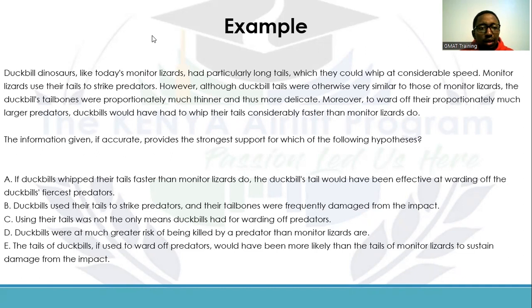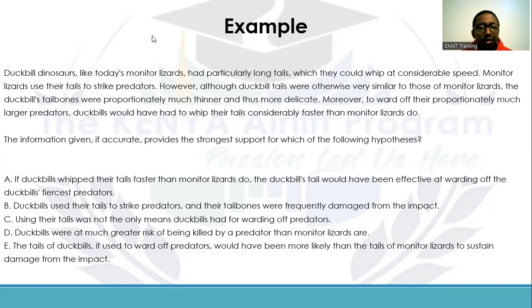Okay, so our question is about duck-billed dinosaurs. So like today's monitor lizards, they had particularly long tails which they could whip at considerable speed. So they use their tails to strike predators, so those are monitor lizards. However, although duck-billed tails were otherwise very similar to those of monitor lizards, the duck-bill's tail bones were proportionately much thinner and thus more delicate.